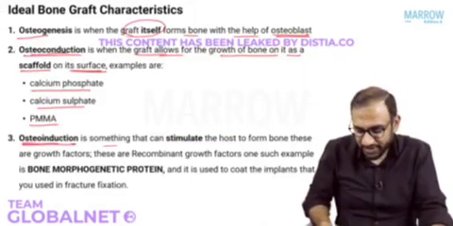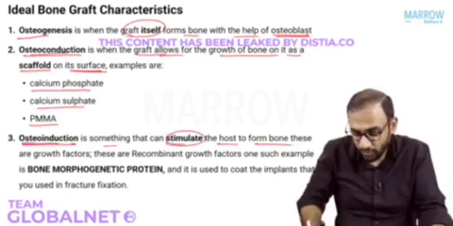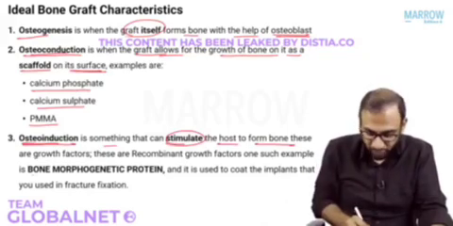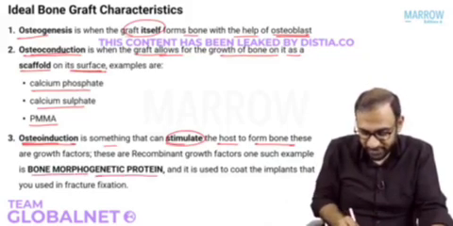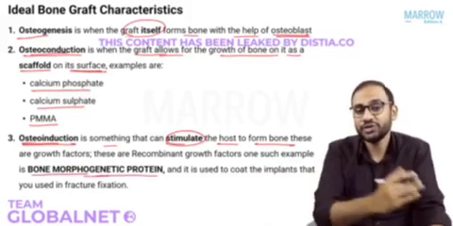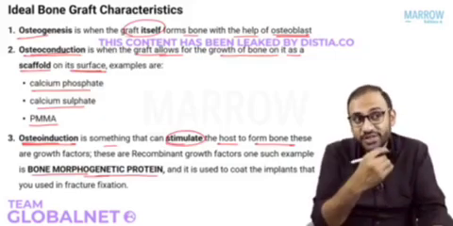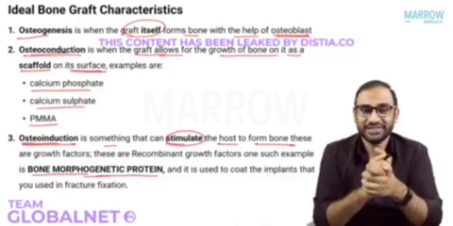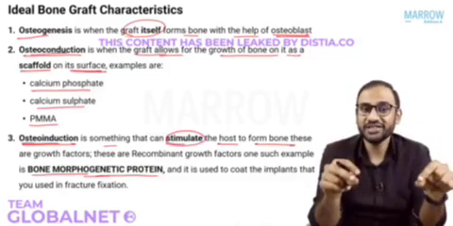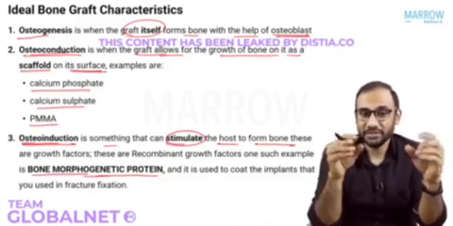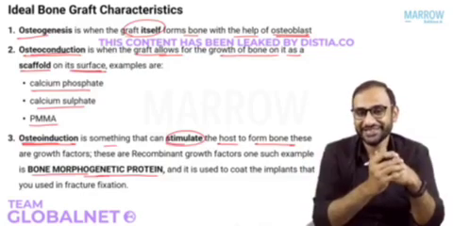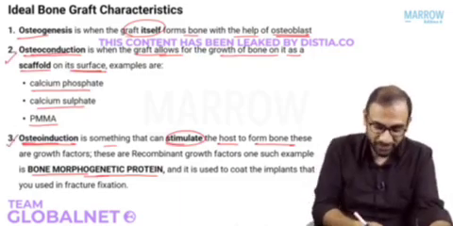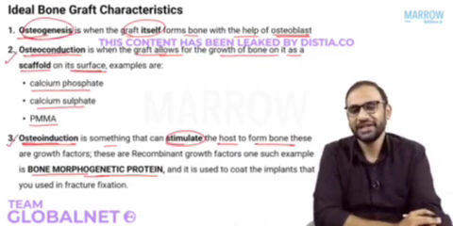Osteoinduction is something that can stimulate the host to form bone. These can be created artificially by recombinant technology. We have bone morphogenetic proteins that we have synthesized, which stimulate the surrounding tissue to form bone. We use this bone morphogenetic protein to coat the implants that we use in orthopedics. When we put the implants in, they release these osteoinductive substances that stimulate the fracture to heal, right? It's nice. So this can be made artificially. Osteogenesis is not something that can be done artificially.